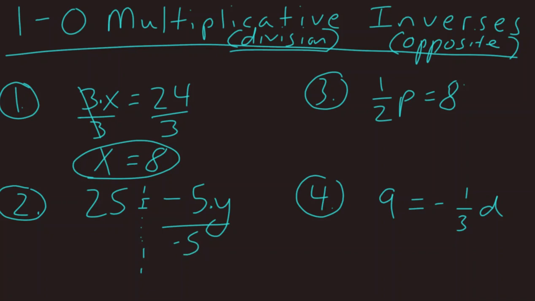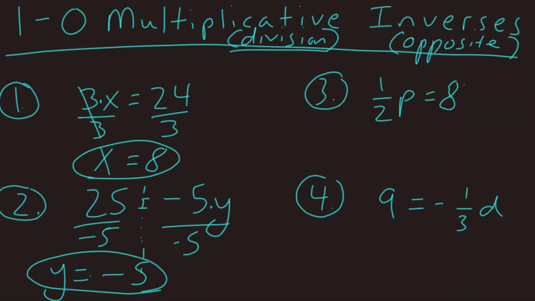Of course, what we do to the right, we have to do to the left. And ask yourself, what is 25 divided by negative 5? Well, a positive divided by negative is a negative, and 25 divided by 5 would of course be 5.